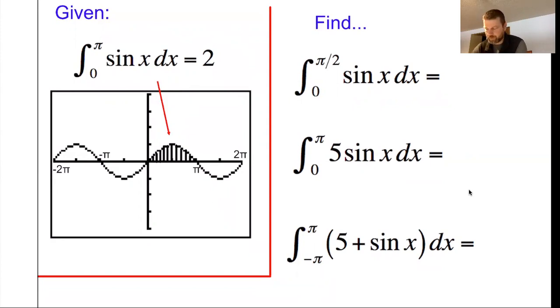All right, the first one shouldn't be too bad. From 0 to pi over 2. Well, that's just halfway. So if I just did half of that area, that's going to be 1, since the whole area is 2. Easy enough.